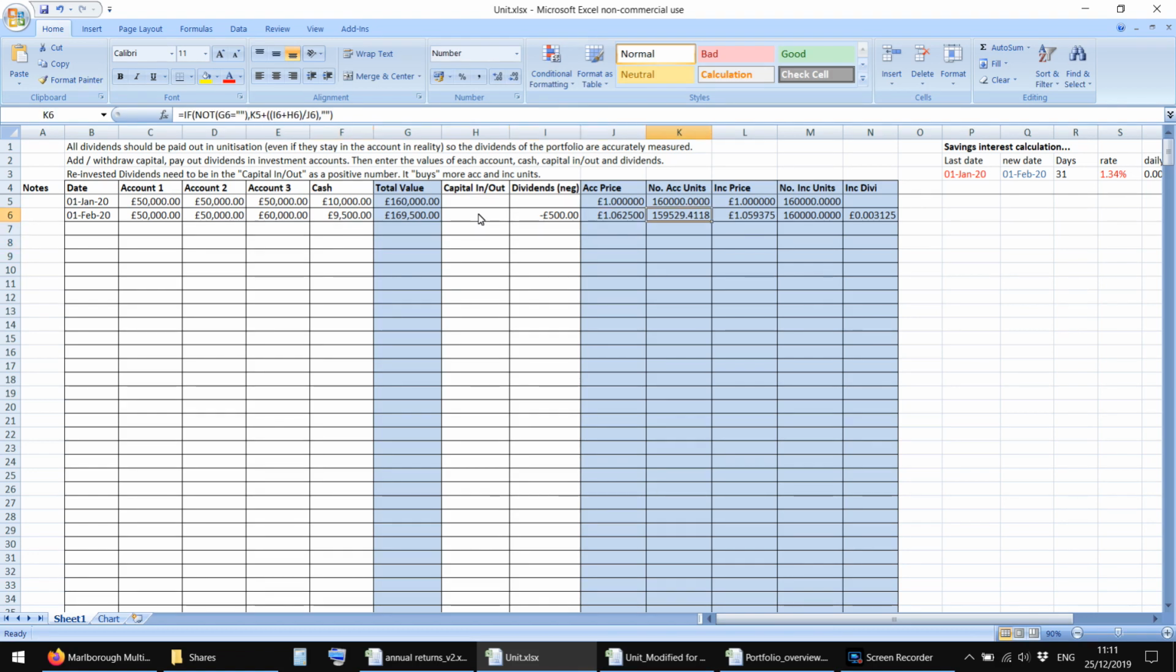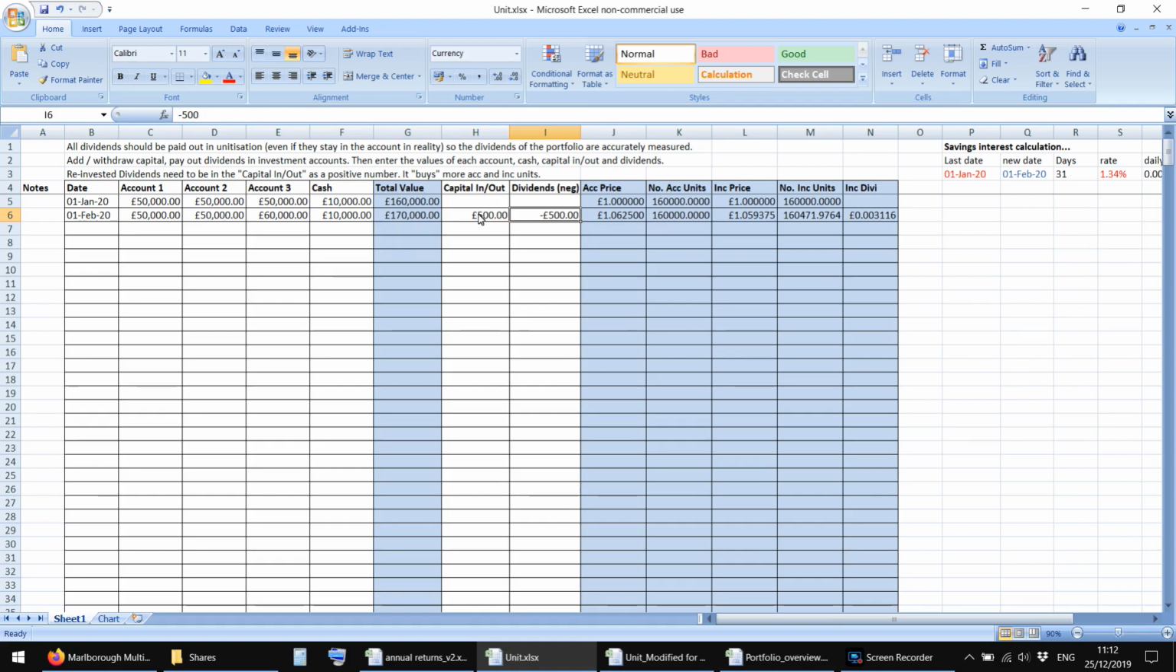In this example, you have sold accumulation units, and you've had money paid out to you, which has affected the income unit price. But if you want to reinvest the dividends, what you need to do is put 500 in that column as well. And in that scenario, you wouldn't have subtracted 10,000 from that account. You'd have just left the 500 quid in there.